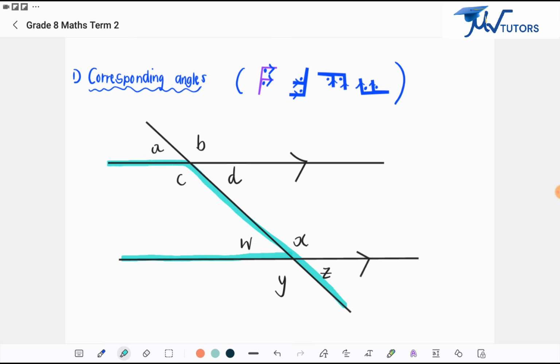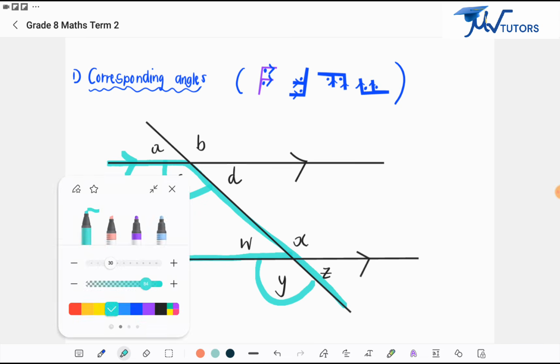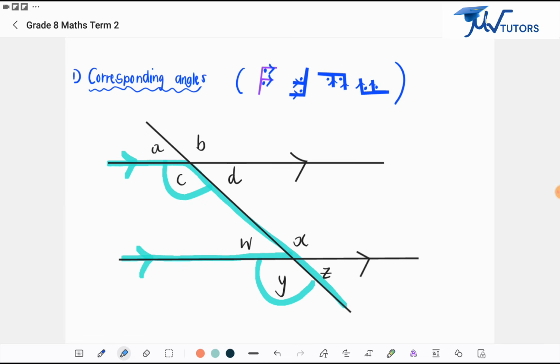And the angles below the parallel lines, remember these are the parallel lines. So I have angle C and I have angle Y. All right, can I see another corresponding angle? Yes, I do. Still on the same side, I still see this F over here. Okay, and I see A and W as corresponding.